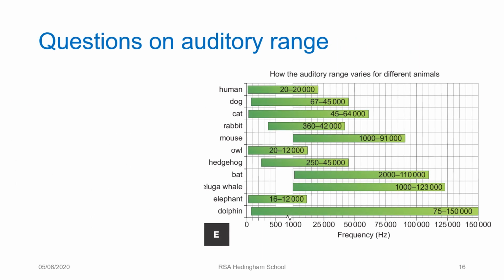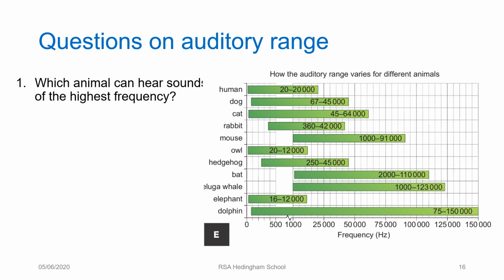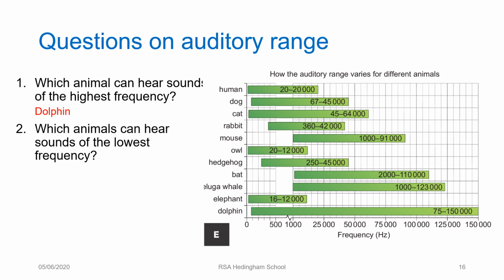So just a couple of questions. If you look at the chart, a slightly different chart on the right, it shows different types of animal and their range of frequencies. So first question, which animal can hear the highest frequency sound? You should have worked out that's the dolphins down at the bottom. They can hear about 150,000 hertz.